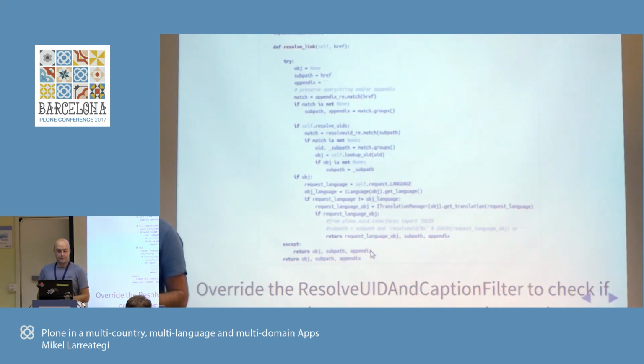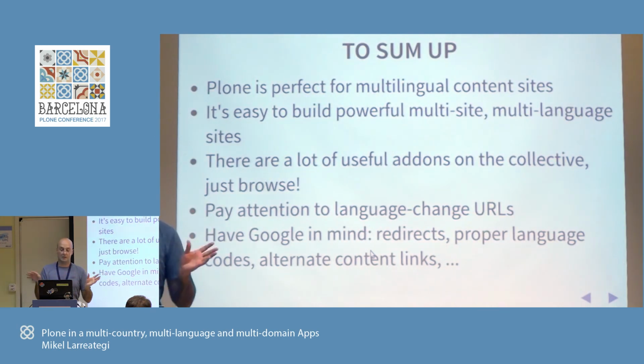So to summarize a bit what we did with this and what tools we use for this, we think that Plone is perfect for multilingual content sites. We have done some examples with sites with Django, and Django's multilingual handling is not as good as Plone's. It's not a CMS, Django. You can use extensions, but we find that Plone is much better for that.